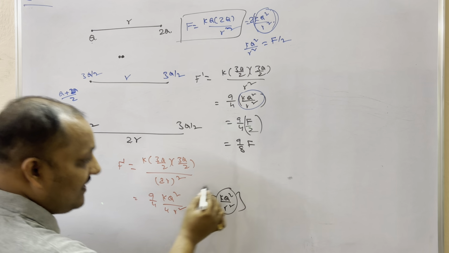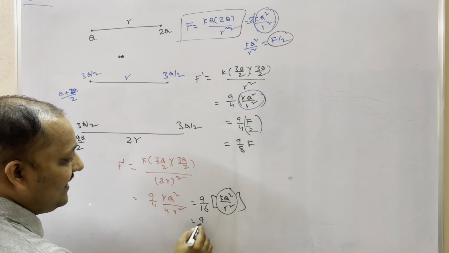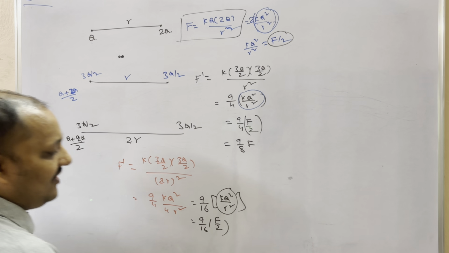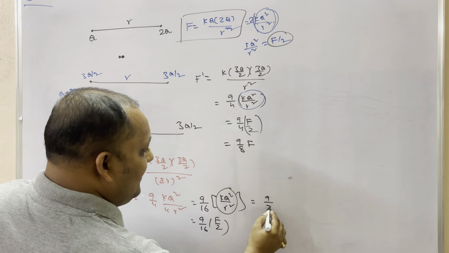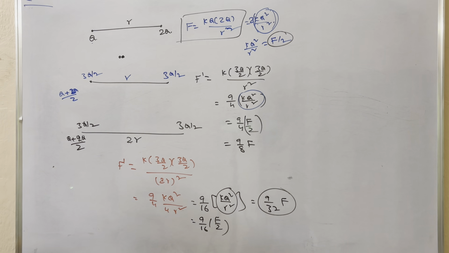In place of kq square by r square, what can we write? We said F by 2. If you write 9 by 16 into F by 2, the final answer will be 9 by 32 F. So like this they are going to ask.